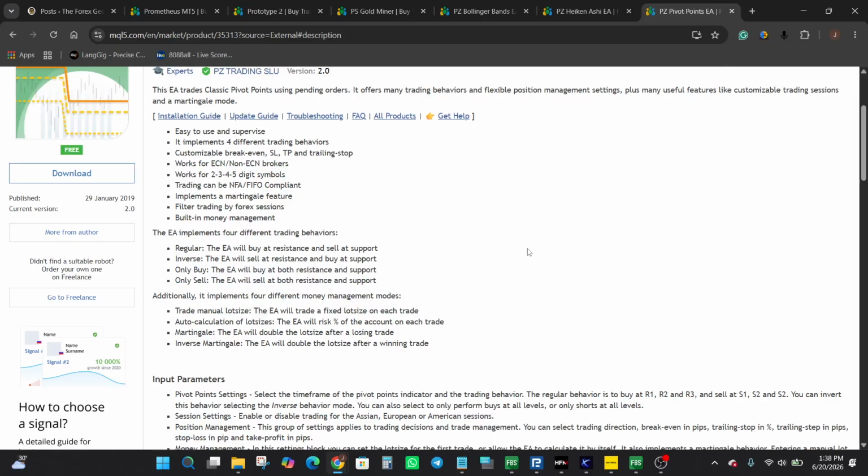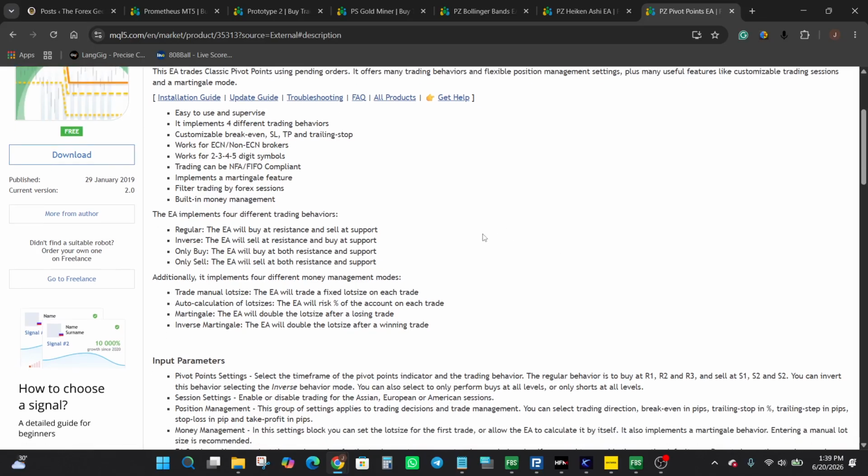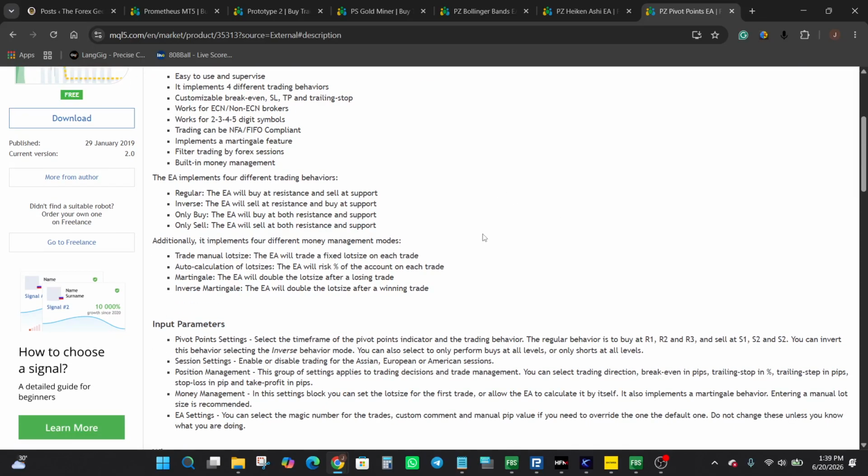Now, one of the key features here is the flexibility in trading behavior. This allows the EA to be adjusted depending on whether you want it to follow standard pivot logic or take a contrarian approach. It is essentially giving different interpretations of how price reacts around these pivot levels.